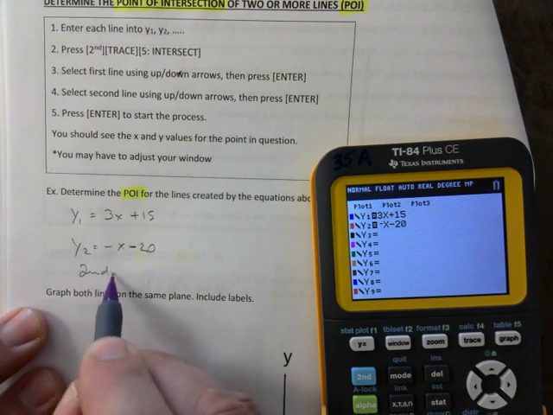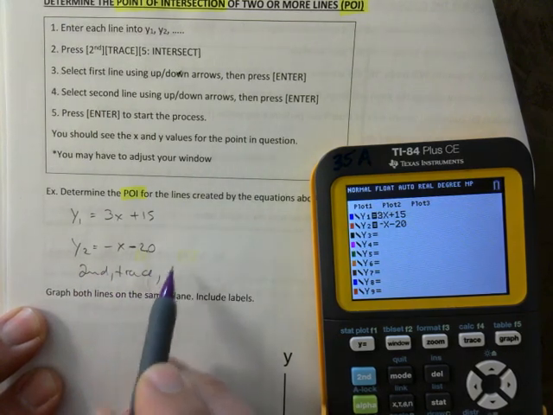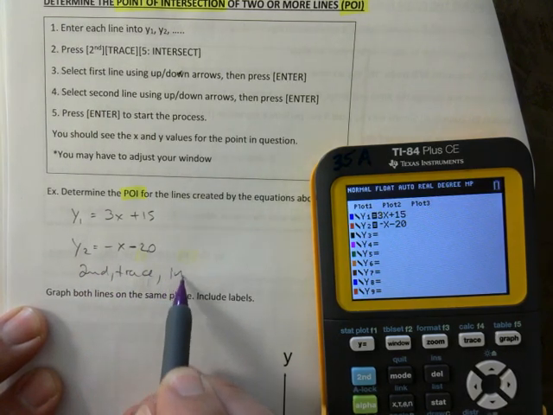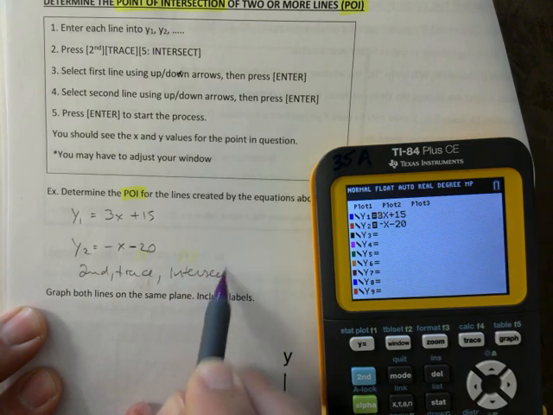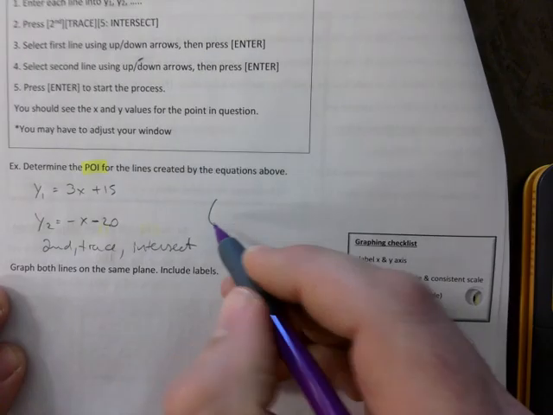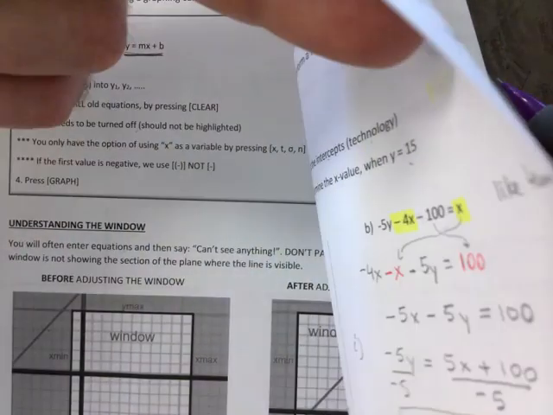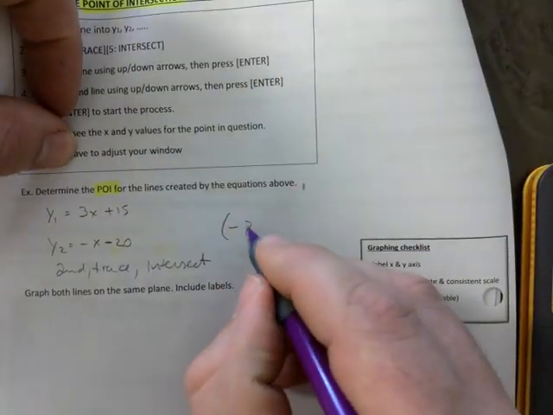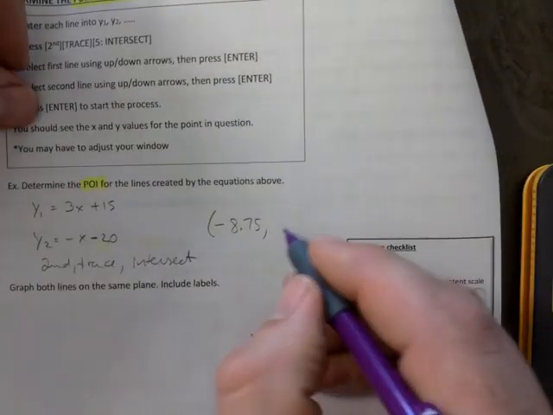Then I go second, trace, intersect. And here is the point again. What was it again? -8.75, -11.25.